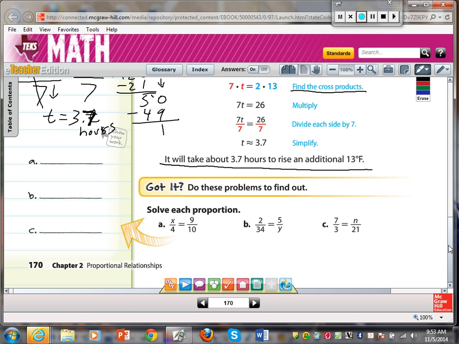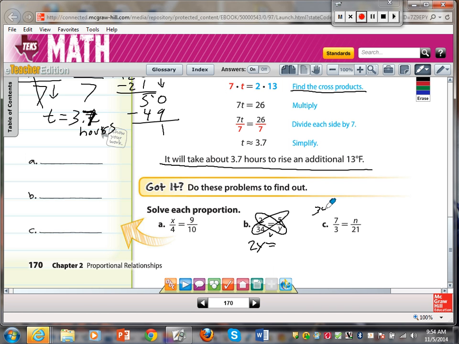All right, I'm going to go ahead and do one of the You Got It problems here. I'm going to go ahead and do B. That way you guys can do A and C. So in this case, I have 2 to 34 is equal to 5 over y. All right, so since this is a proportion, we're going to start using the cross product. We're going to multiply 2 times y. That's going to give you 2 times y. You bring down your equal sign. Then we're going to multiply 34 times 5.